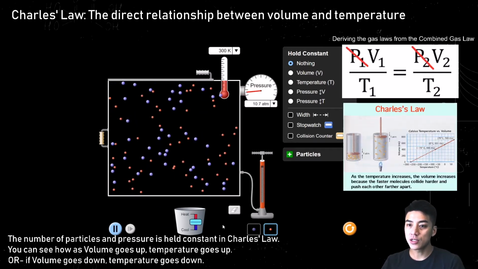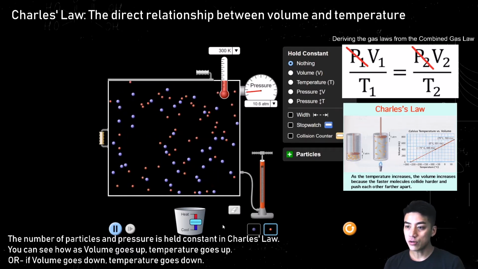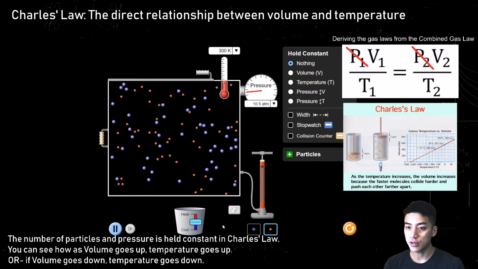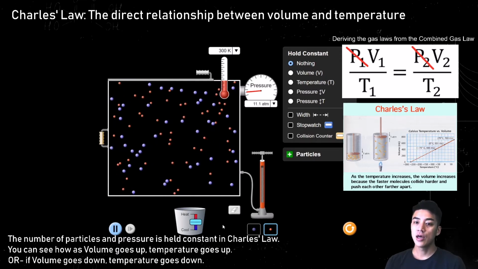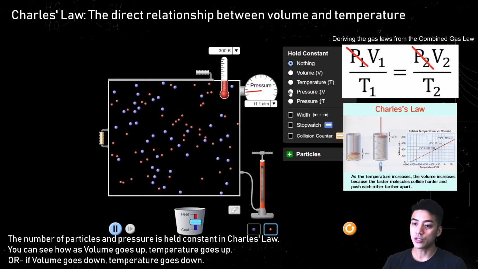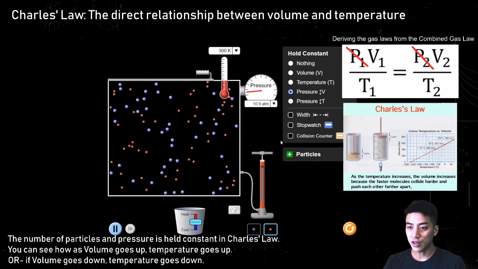Charles's law describes the direct relationship between volume and temperature. So we can see in the equation for the combined gas law how pressure is crossed out. It's canceled out because pressure is being held constant. And in the simulator here, we're going to go ahead and click the bubble for pressure because we want that to be held constant. So check that bubble.